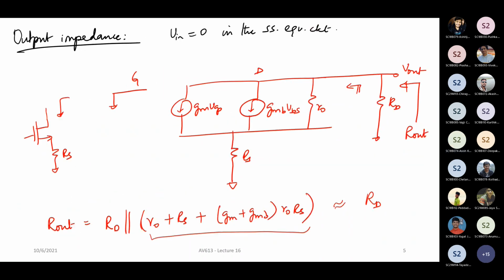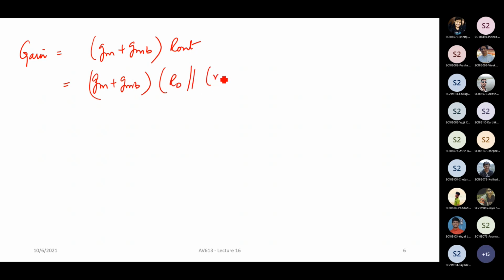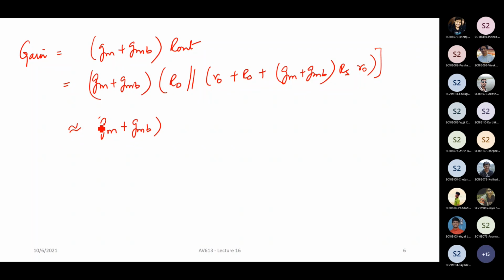Okay, so now if you want to write the gain expression, what happens to the gain? The gain can be written as GM plus GMB times R out. You can write that full big expression, which becomes GM plus GMB times RD parallel to R naught plus RS plus GM plus GMB times RS times R naught. This is the full expression. This can be easily approximated to GM plus GMB times RD. Okay, and the gain is positive. All right.